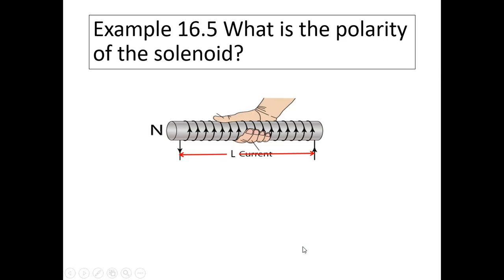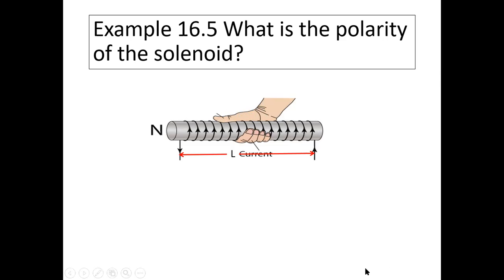If the thumb is pointing to the other side, it's not. If it's pointing to this side, then this side will be north. That means B is going in a straight line from right to left. That's your north.